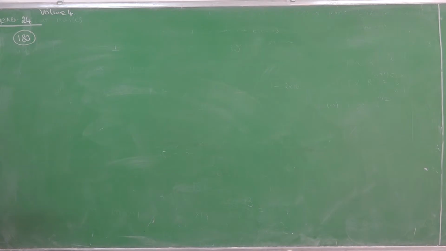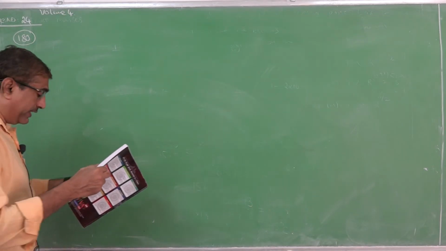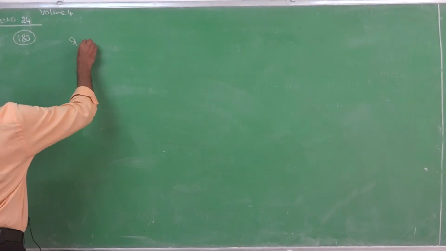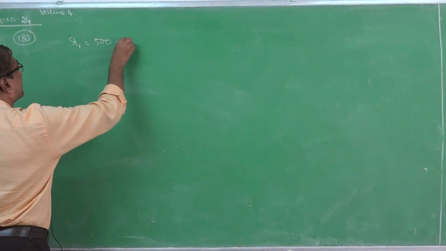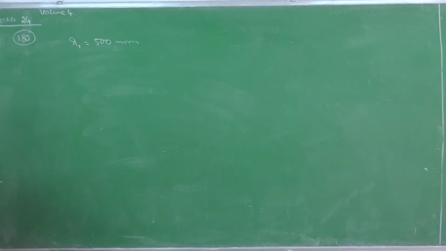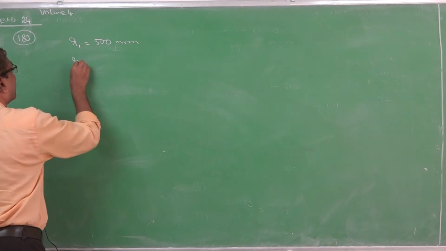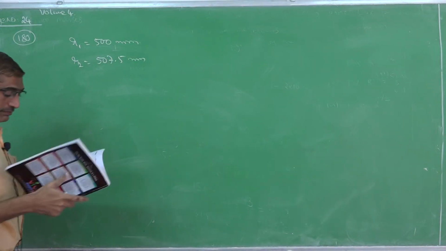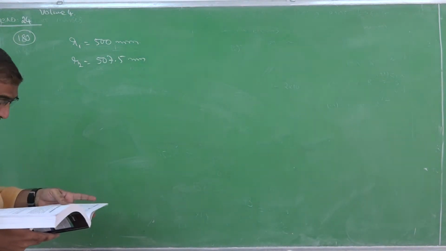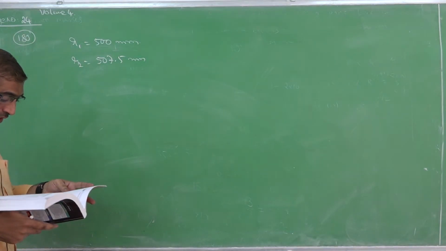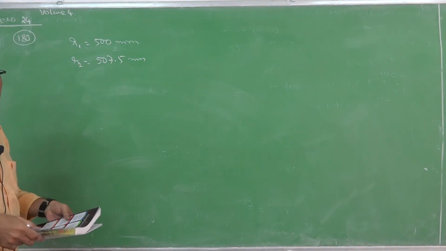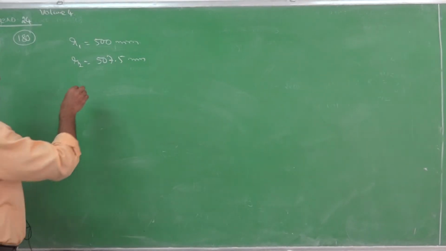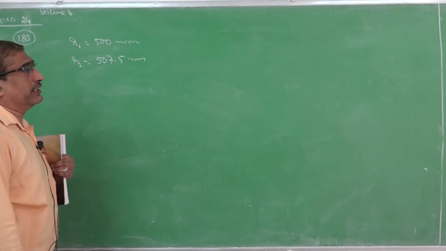A thin circular metal disc of radius 500. So, given R1 is 500 millimeter, the radius of that particular metal disc. And upon increasing the temperature, its radius increases to 507.5 millimeter, so R2 is equal to 507.5 millimeter. Now, calculate the percentage change in its rotational kinetic energy.